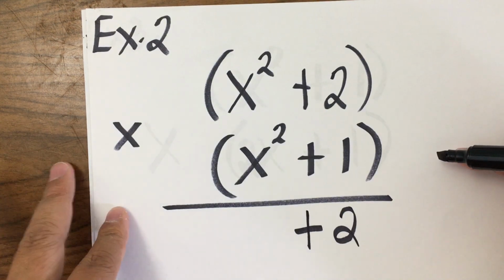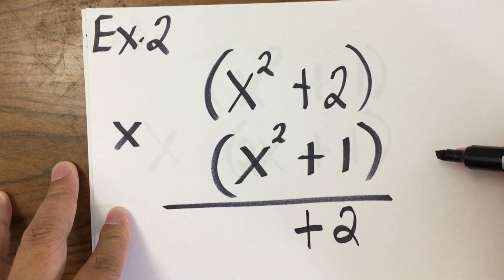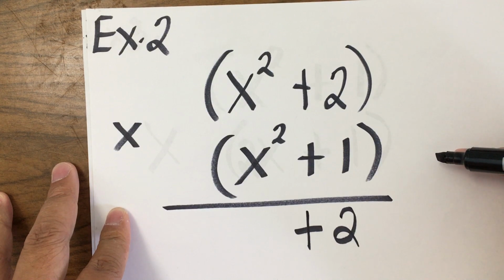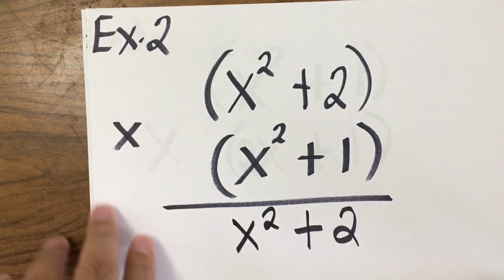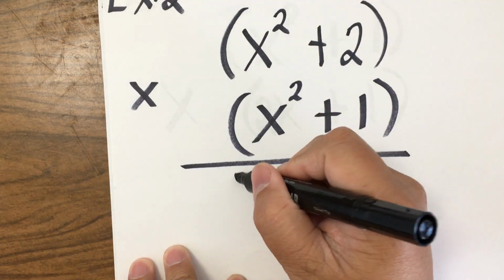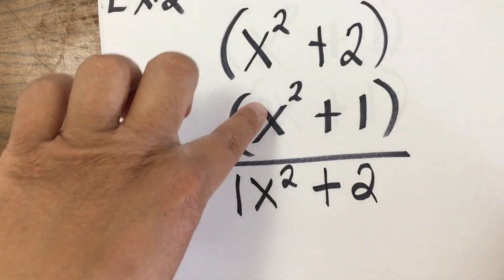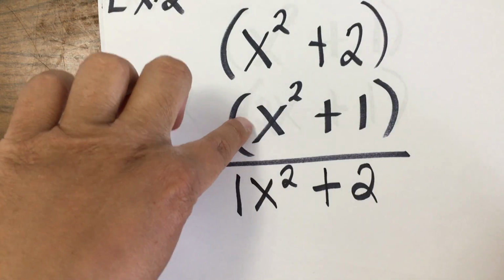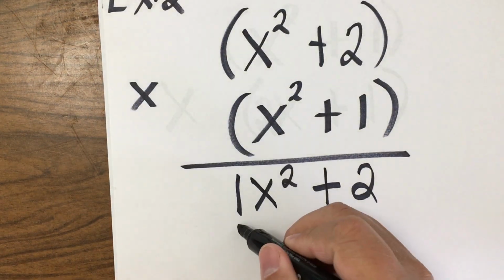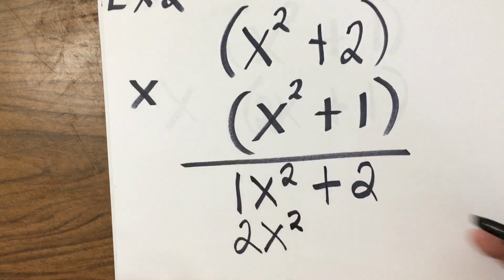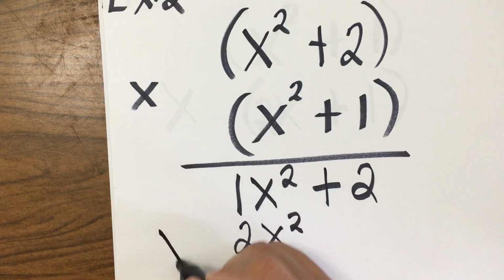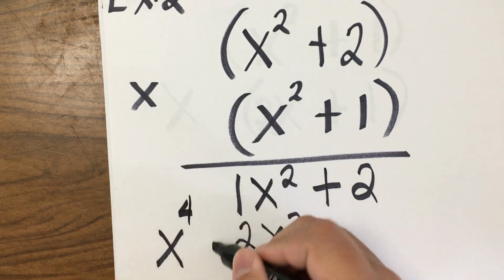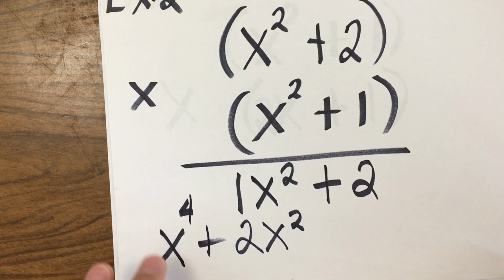But remember, we can always not write the 1 because automatically any variable has a 1 in front, invisible. So you have x squared. And then let's just write 1 for now. And then we have to proceed with our x squared times 2. That means 2x squared. And then x squared times x squared is x fourth, because we have to add the exponents.